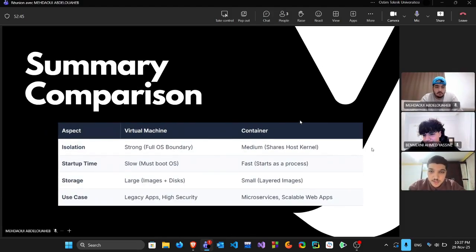As you can see in this table, it summarizes our findings. If you need mixed operating systems, like Windows and Linux on one server, you must use VMs. If you need scalable web apps or microservices, containers are the standard choice.